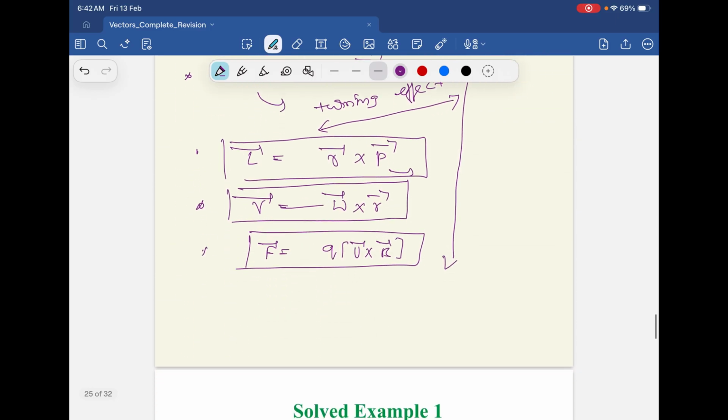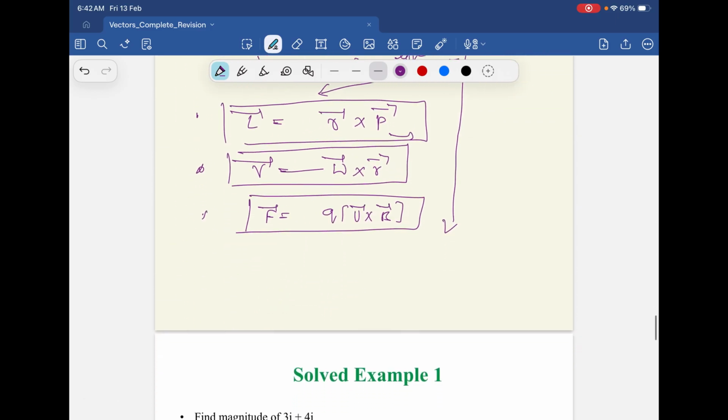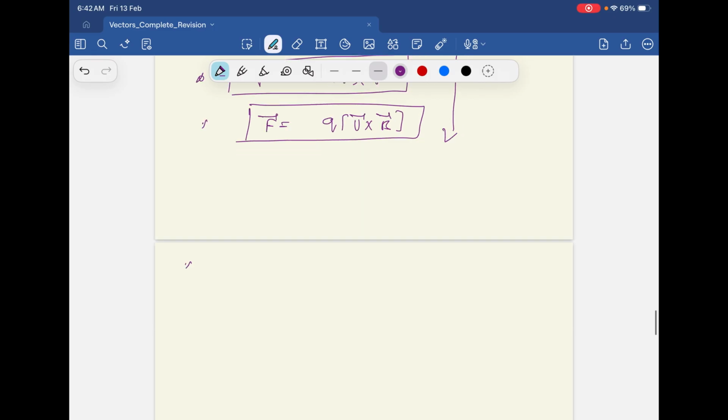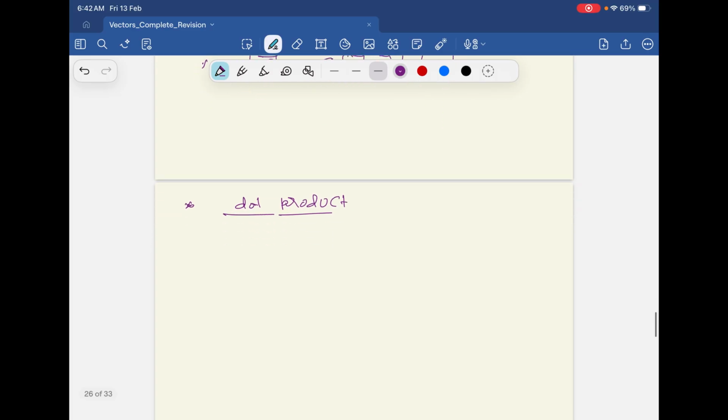Now, two methods: how to find cross product and dot product. So we'll exclusively talk for 5-10 minutes now. Okay, look at me. How to make use of dot product, how to calculate dot product. Now you see dot product and cross product.